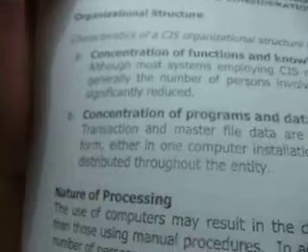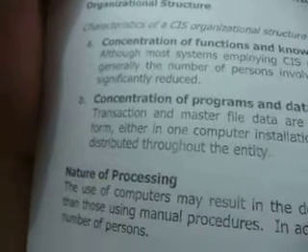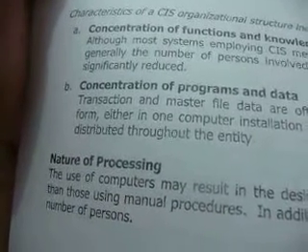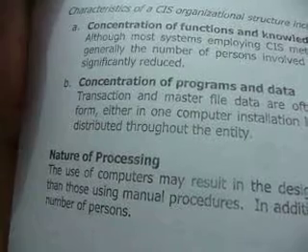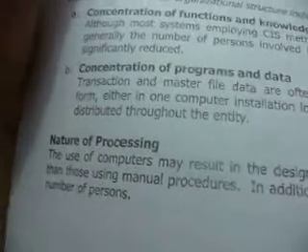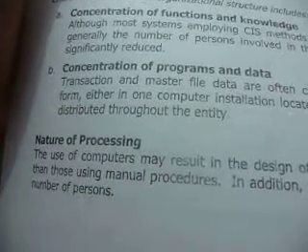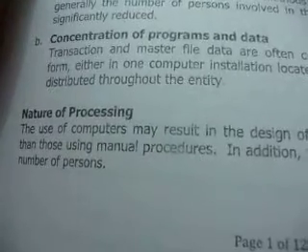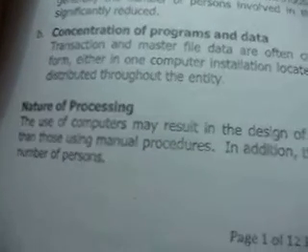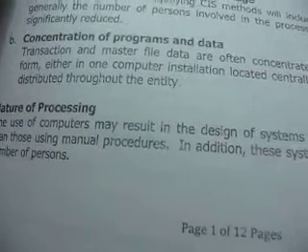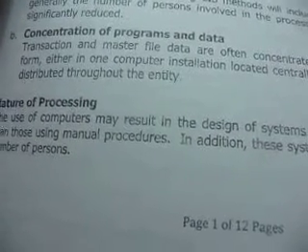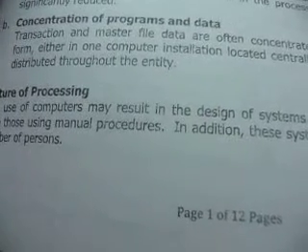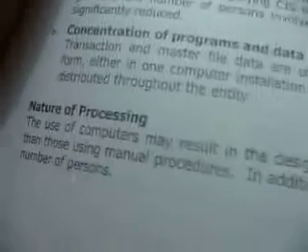Risk assessment and internal control. CIS characteristics and considerations. Organizational structure. Characteristics of the CIS organizational structure include concentration of functions and knowledge, and concentration of programs and data. Concentration of functions and knowledge: although most systems employing CIS methods will include certain manual operations, generally the number of persons involved in the processing of financial information is significantly reduced.